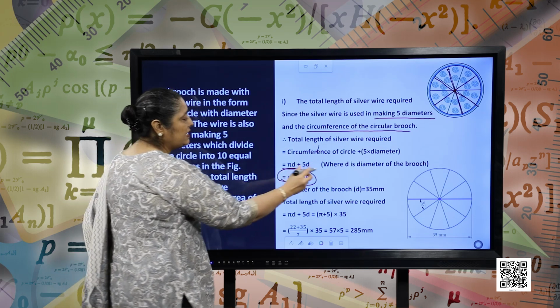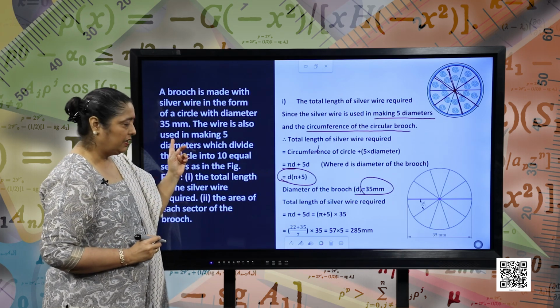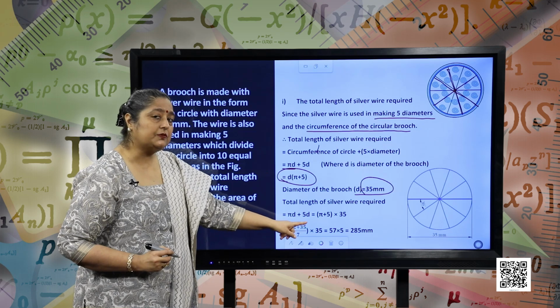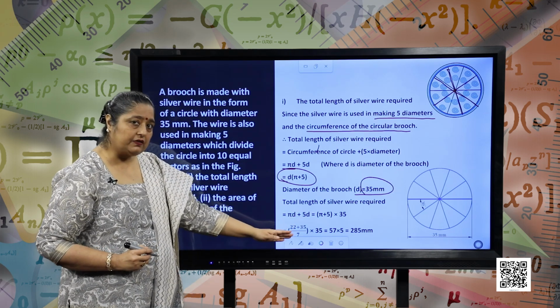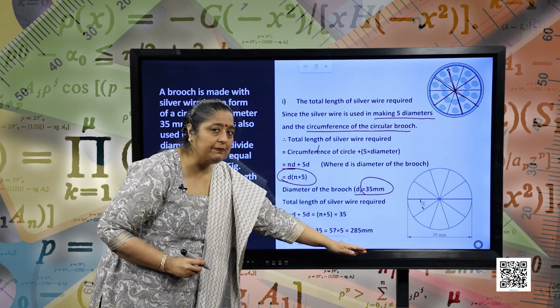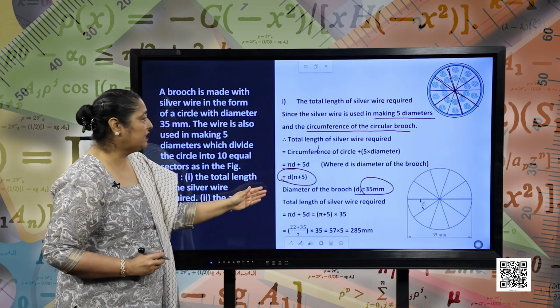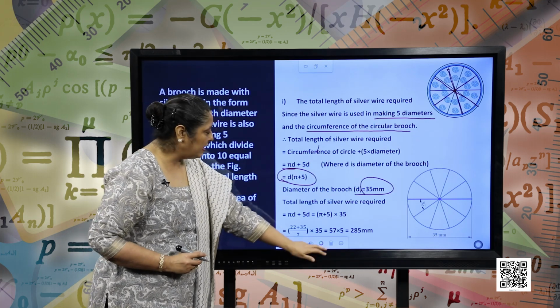Now, the diameter is given as 35 millimeter. It is given in the question. So, total length will be pi d plus 5d, substituting the value of d as 35 and solving it further, we have 285 millimeter. 285 millimeter is the total length of the silver wire required. So, let us move forward.